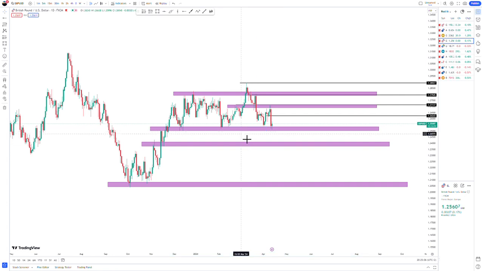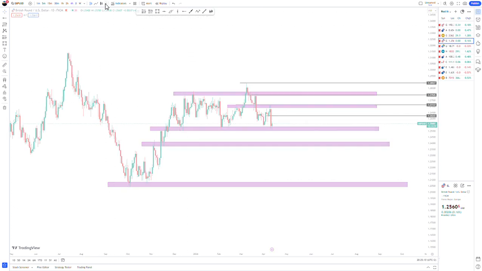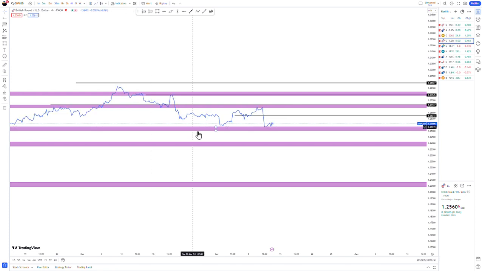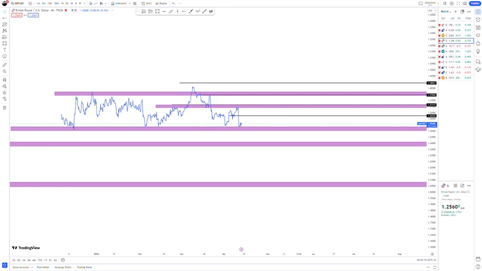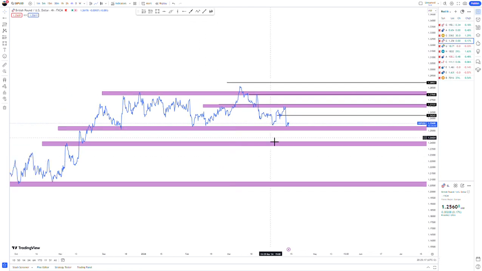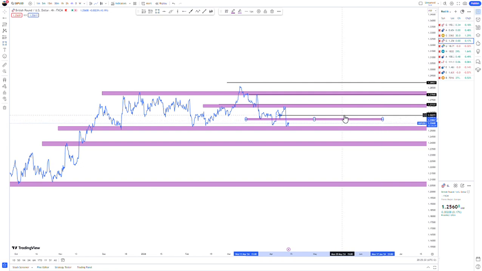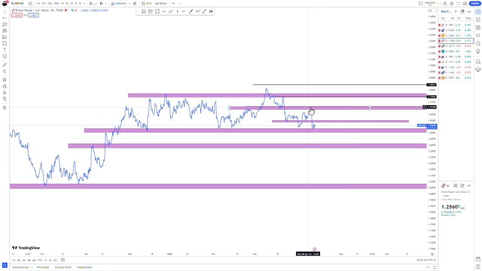Right. So now I've marked my playground, and then let's go to 4 hours. On the 4 hour, I switch back to my line chart because I wanna be able to adjust properly and mark my levels properly. So what I see is that I have this level right here. Once I mark this level, I'm just going to go ahead and get rid of this and go back to my 4 hours.